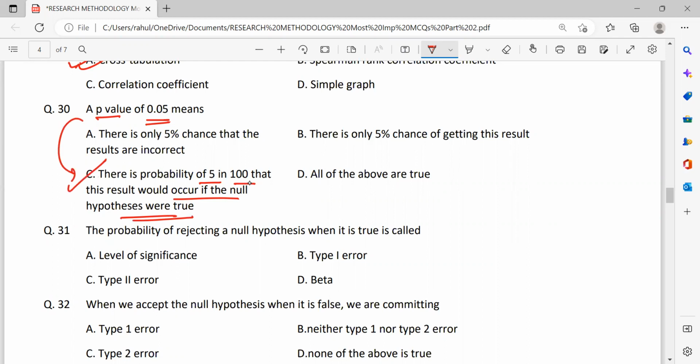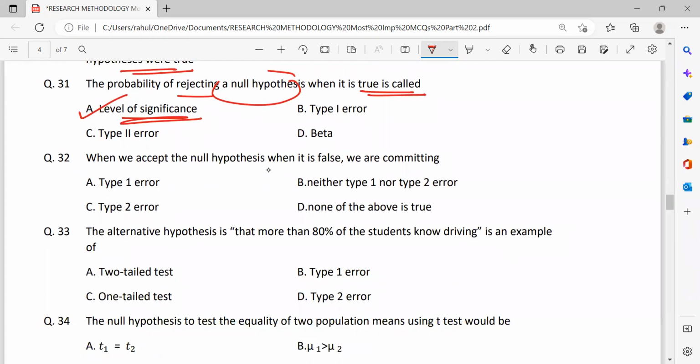Question number 31. The probability of rejecting a null hypothesis when it is true is called the level of significance. Question number 32. When we accept a null hypothesis when it is false, it is called a type 2 error. Next, the alternative hypothesis that more than 80% of the students know driving is an example of a one-tail test.